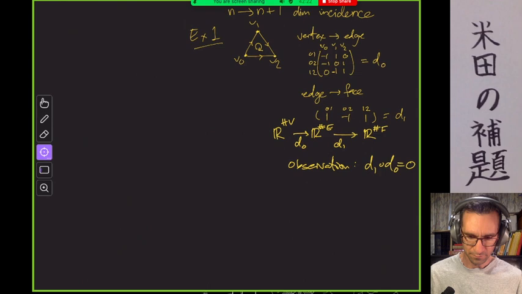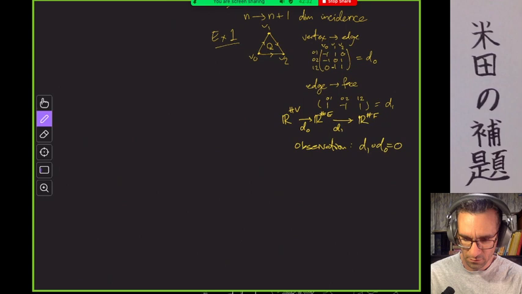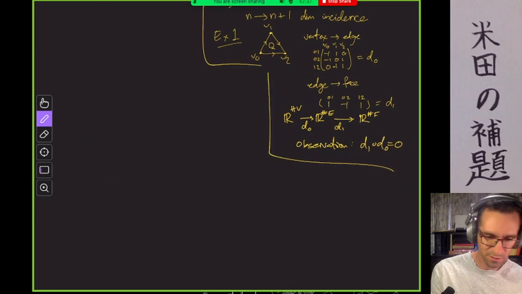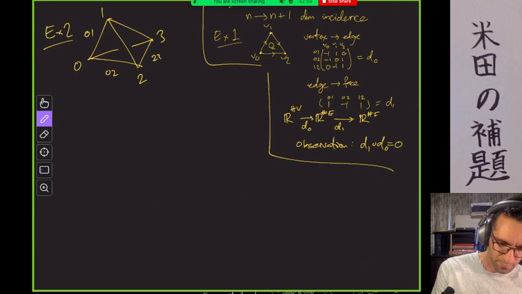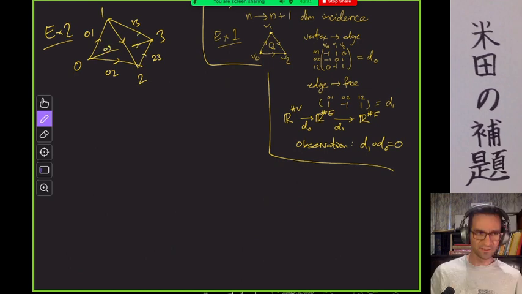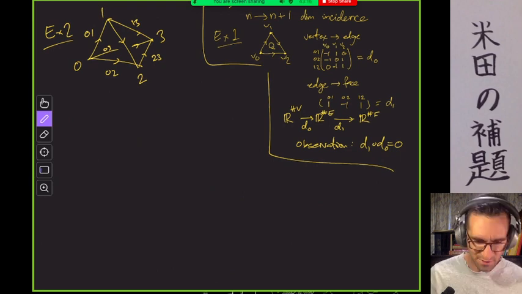All right, so second example. Okay, this is a little bit bigger. So example two. Again, I'm labeling my vertices starting at 0. My edges will be labeled by the vertices they go between. They're orientated in increasing index. And the faces have the same orientation relative to their vertices as example 1.